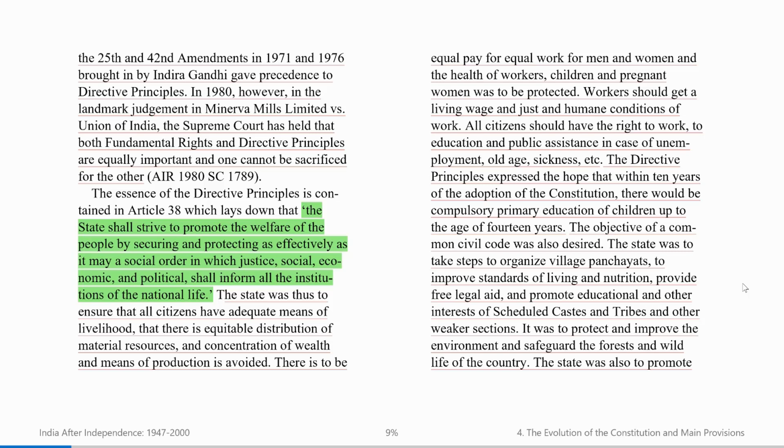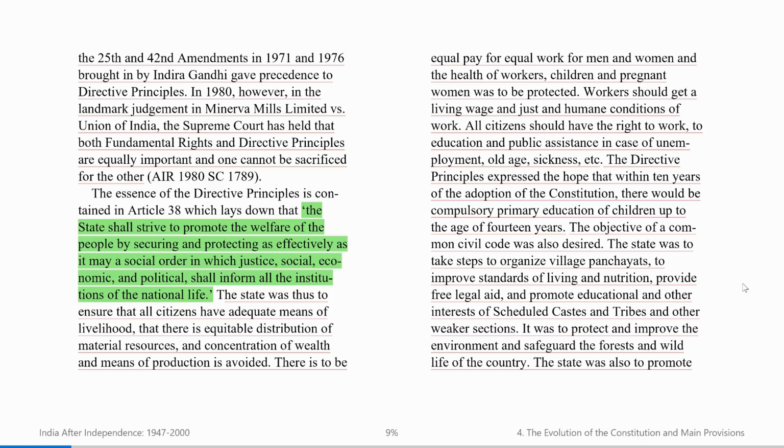So the idea being that we should have right to work, right to education, right to public assistance in case of unemployment, old age, and sickness. And DPSPs also express the hope that within 10 years we should have compulsory primary education of children up to 14 years. But it took us, I think, more than 50 to do that. The objective of a common civil code was also desired, but obviously it's still to be achieved. Right. Again, a common civil code was basically just to assuage the Hindu communists who were inside the Hindu Mahasabha, who were also members of the Constituent Assembly.